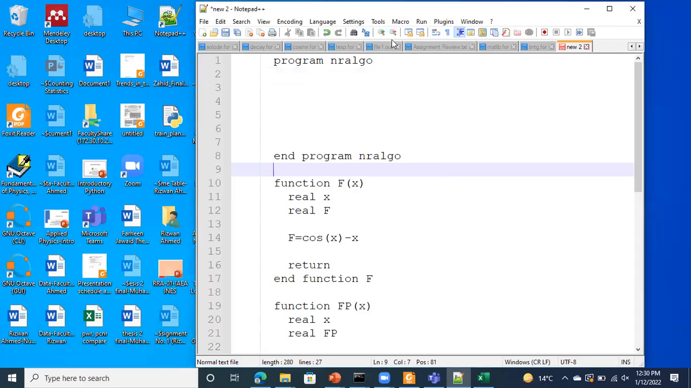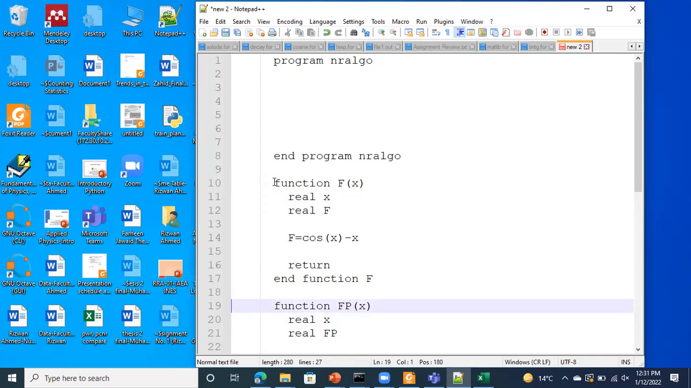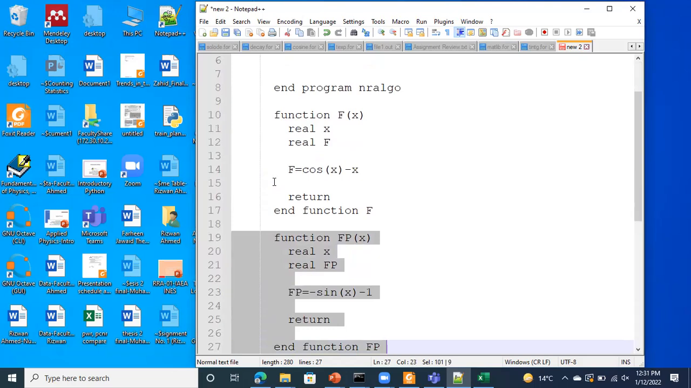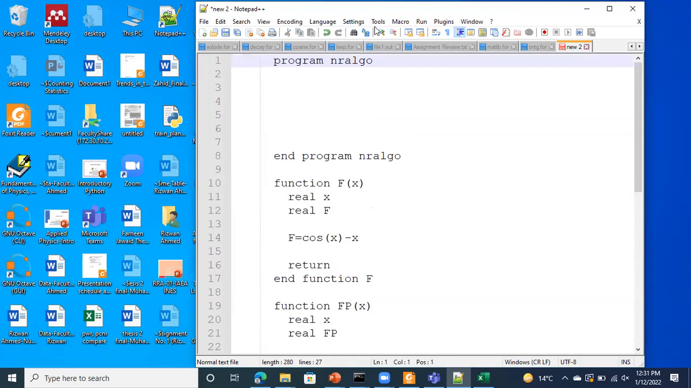So now the whole screen is being shared. But what I have done, I have defined a function for f of x, which is cos of x minus x, right? And the next thing I have defined as f prime of x, which is minus sine of x minus 1. So I have just defined two functions. And this was the right time to inform me about the error of screen share. Yes, it has been shared.